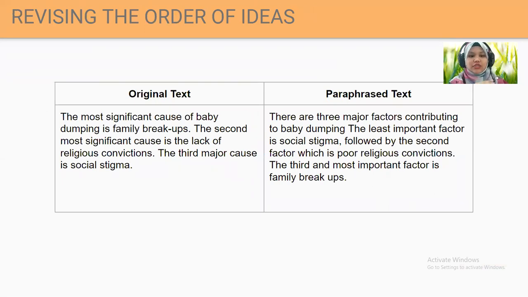Okay, so this is one of the examples. The most significant cause of baby dumping is family breakups. Okay, most significant, which is you want to say one of the most major causes. The second most significant cause is the lack of religious convictions. Lastly, the third major cause is social stigma. So how can you revise the order of the ideas into your own sentence and paraphrase it? Okay, this is the paraphrased text, which is on the right.